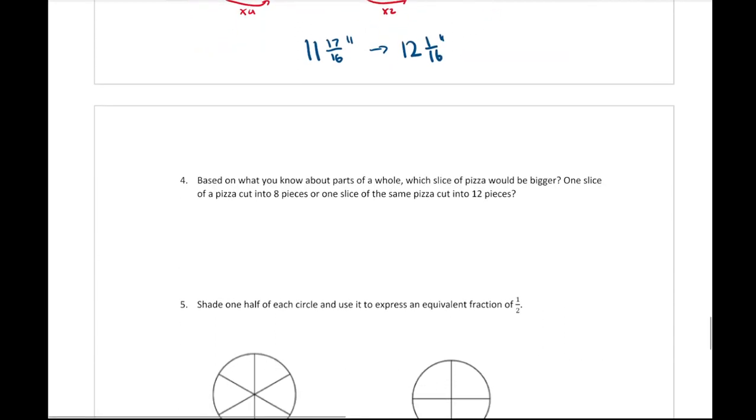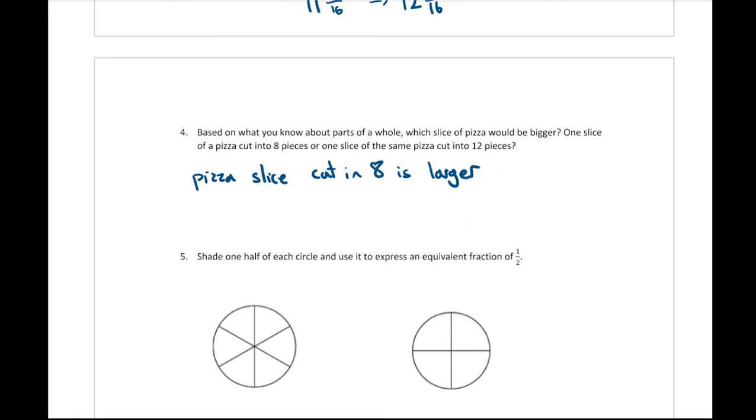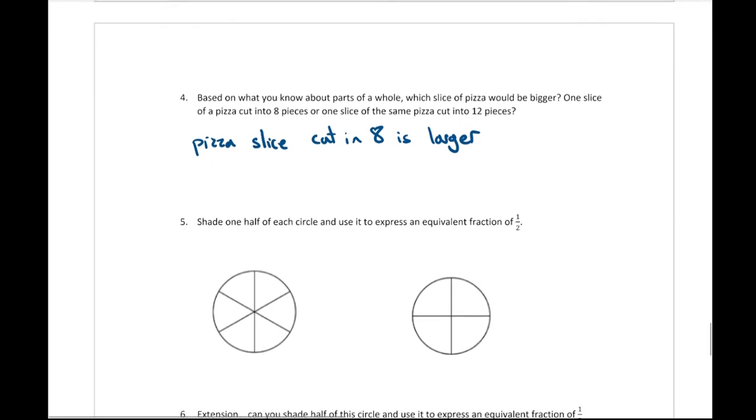Based on what you know about parts of a whole, which slice of pizza would be bigger? One slice of pizza cut into 8 pieces, or one slice of the same pizza cut into 12? Well, the pizza cut into 8 is larger. Or we should say the pizzas are the same size, but the pizza slice from the one cut into 8 is larger. Because the smaller the denominator, or the fewer the number of pieces it's broken up into, the larger each piece is.